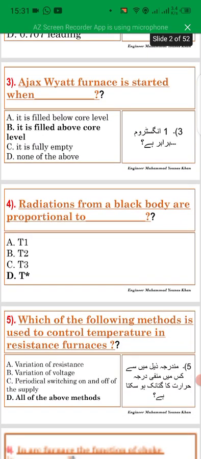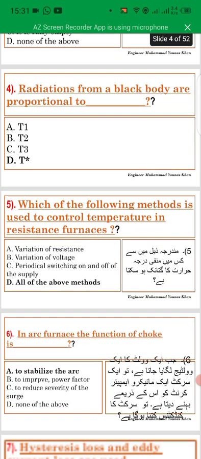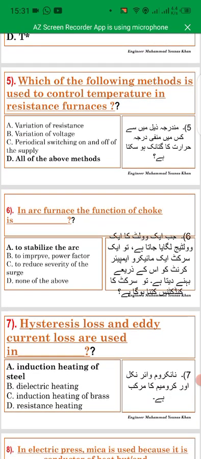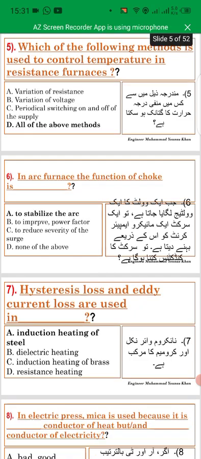An HF wet furnace is started when it is filled above core level. Radiation from the black body is proportional to T to the fourth power. Which of the following methods is used to control temperature in resistance furnace? Variation of resistance, variation of voltage, periodical switching on and off of the supply, all of the above methods.